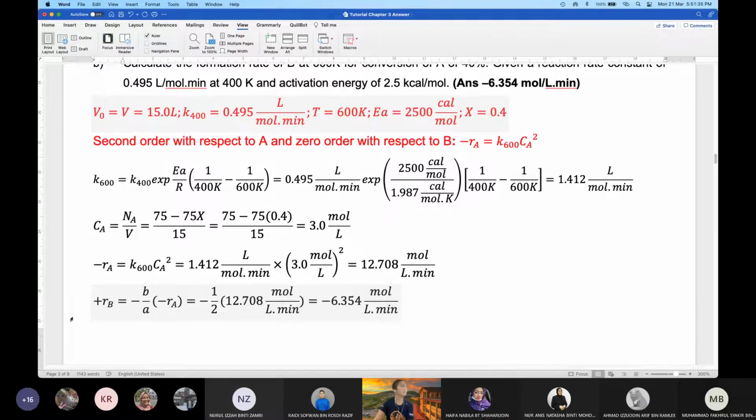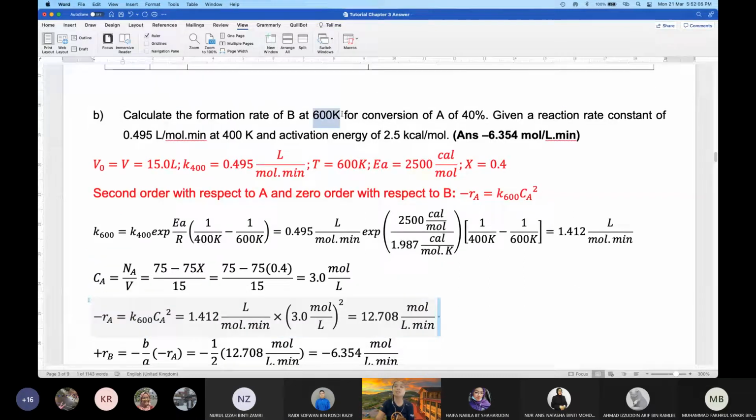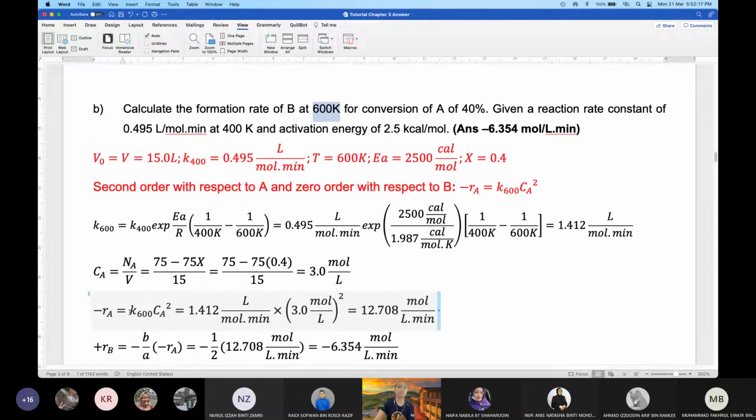Next, to find minus RA, if you remember, we follow the rate law that we have learned. We can find minus RA using the rate law. So the rate law says minus RA equals K. But be very careful, because the K must be at your reaction temperature, the temperature at which your reactor is running the reaction. In this case, it is at 600 Kelvin, meaning my K must be at 600 Kelvin. We actually want to find the rate of formation at 600 Kelvin. So the K is K at 600.